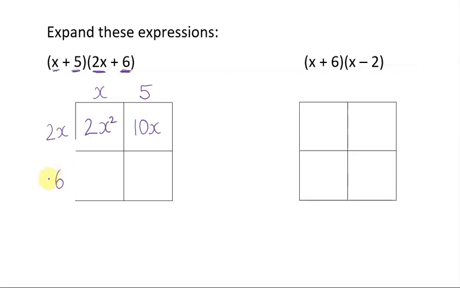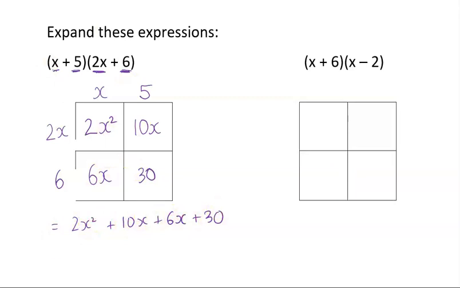Then we come down here and we're going to have 6 times x. 6 times x is 6x. And then we come to our last square and we have 6 times 5. 6 5s are 30. So now we have 4 expanded terms. We need to add them together. So our expression here is going to be equal to 2x squared from the first box plus 10x from the next box plus 6x plus 30. So we write all the terms from all 4 boxes added together.